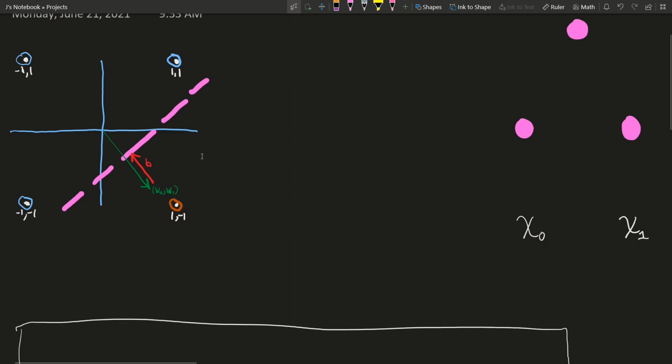But the output unit, all it can do is represent a linear decision boundary. And so what has to happen is that the first layer has to remap opposite corners. In other words, it has to assign them new coordinates so that the opposite corners are linearly separable.